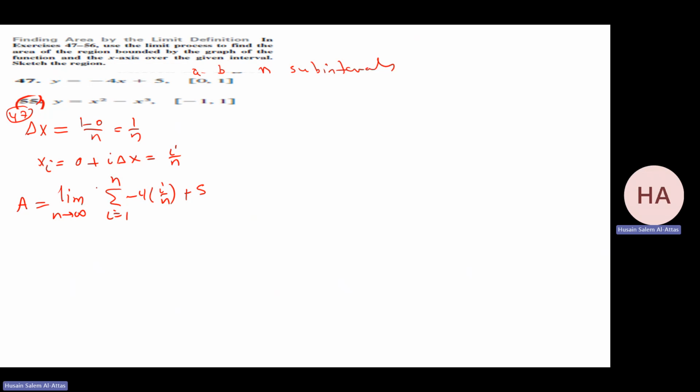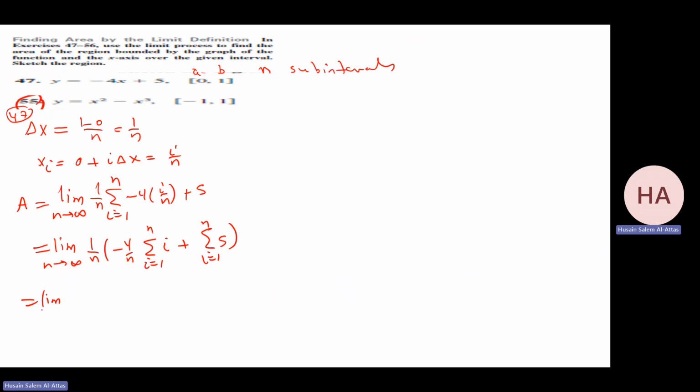Don't forget, I have delta x here. Now, what does not depend on i I can take outside. So that gives me the limit as n goes to infinity of 1 over n of this. This will be minus 4 over n summation i equal 1 to n of i plus summation i equal 1 to n of 5.